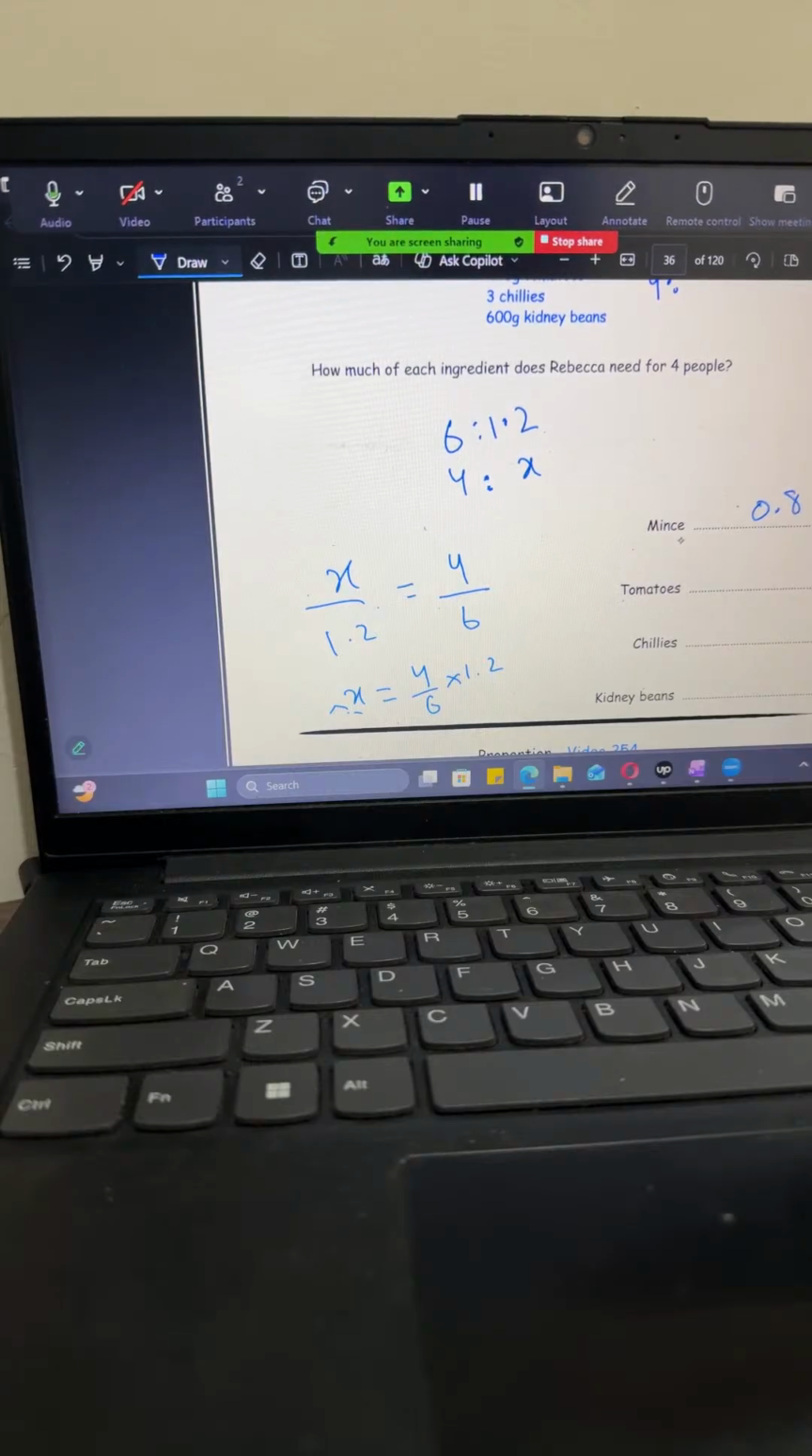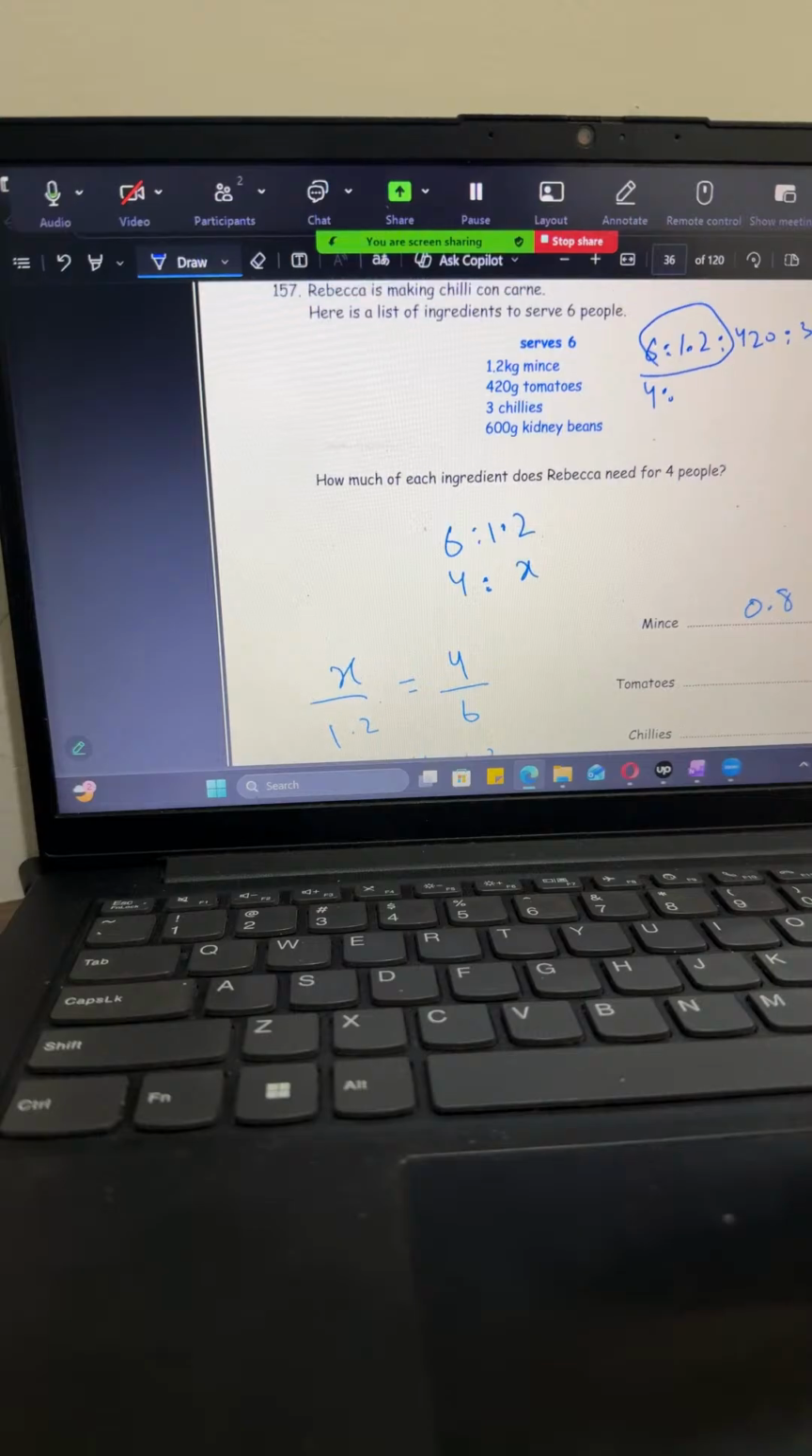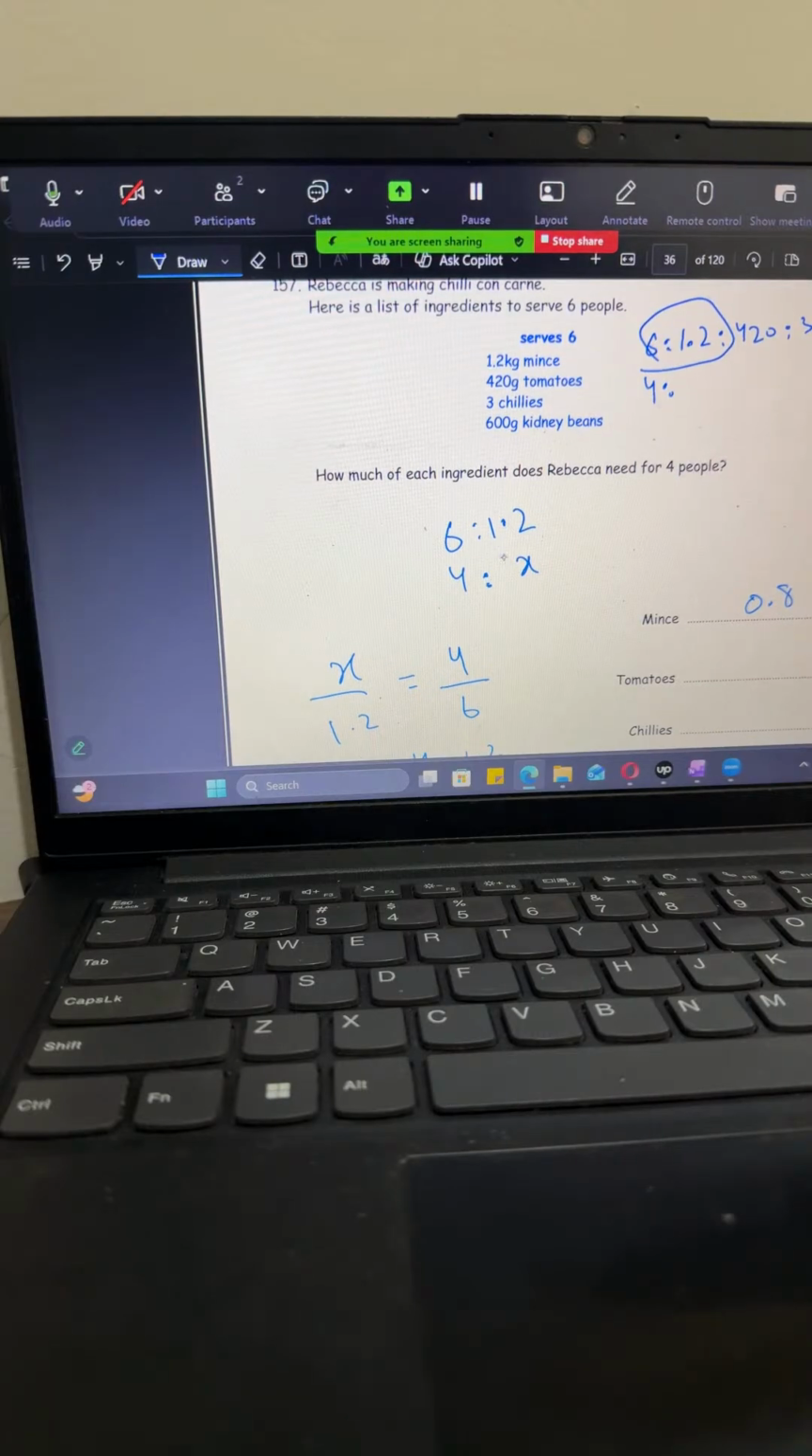Okay, so sorry, we are not doing it by using the scale factor. We will do them one by one. So I did it with the minced meat. Can you do it with the tomatoes? Let me write down the equation for you. The ratios: we have 6 ratio 420, and then you have to find 4 ratio x, just like we did with the minced meat. I think you can do it.